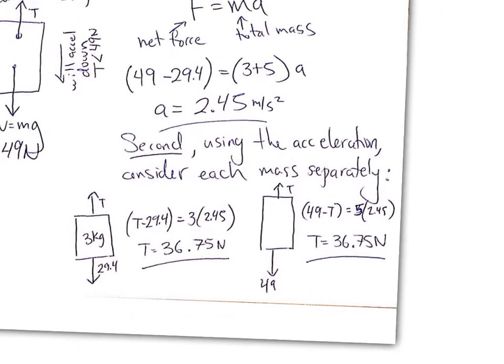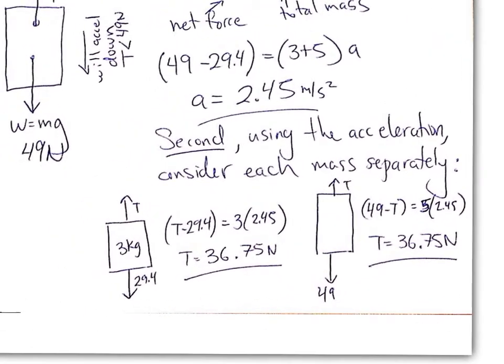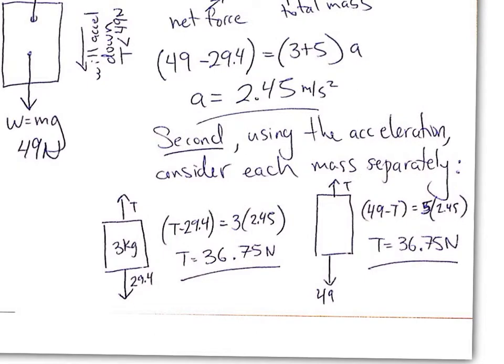Once we have found the acceleration, we can consider each mass separately to find the tension. For the small one, notice how we're doing tension minus 29.4. We know that this is larger than this, and that is equal to mass, just this mass, times its acceleration, which we know, giving us this for tension.